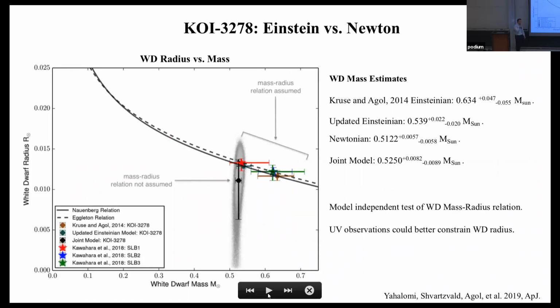And what we found, not surprisingly, is they both predicted similar estimates for the white dwarf mass, within about 5%. What we then were able to do is create a joint model using photometry and the radial velocities and Einsteinian and Newtonian gravity, which allowed us to remove a lot of assumptions about the white dwarf and get a model-independent test of the mass-radius relationship for white dwarfs, that you can see here. If you want to talk about this system specifically, self-lensing binaries in general, or tests, come find me, poster 42. Thanks.